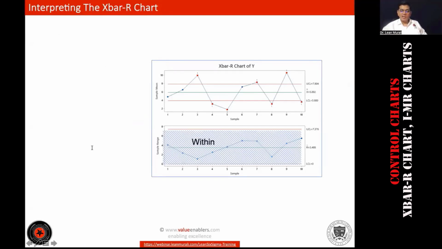Okay. If within is clear, all of you type within in the chat box. That is called within variation. This is what you want to understand in the Xbar R chart. Okay, there is something called within variation.